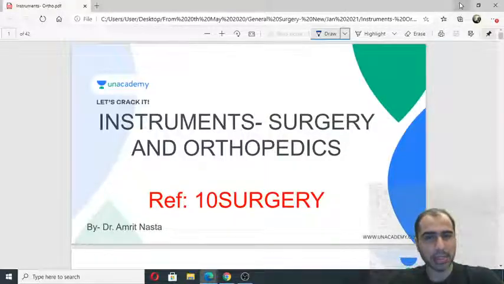Initial part will be general surgical instruments, not too many. Mainly we will do orthopedic instruments.